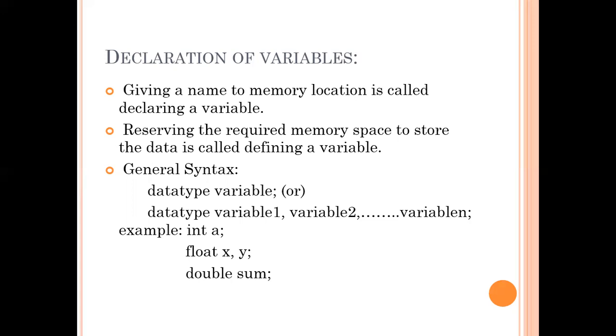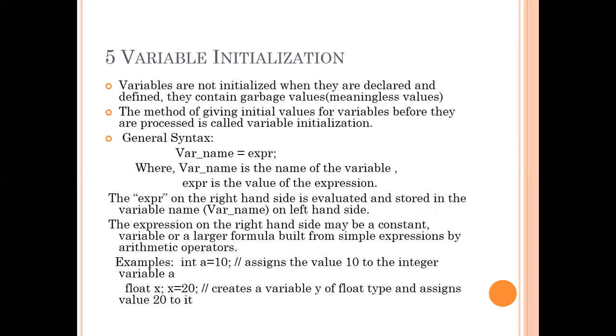You can also group two or more variables together. Float x comma y. Here x comma y are the variables of type float. Int a. A is a variable of type integer. Double sum. Sum is a variable of type double. So data type variable 1 comma variable 2 up to variable n. That is also possible. These are all the general syntaxes for declaration of the variables.